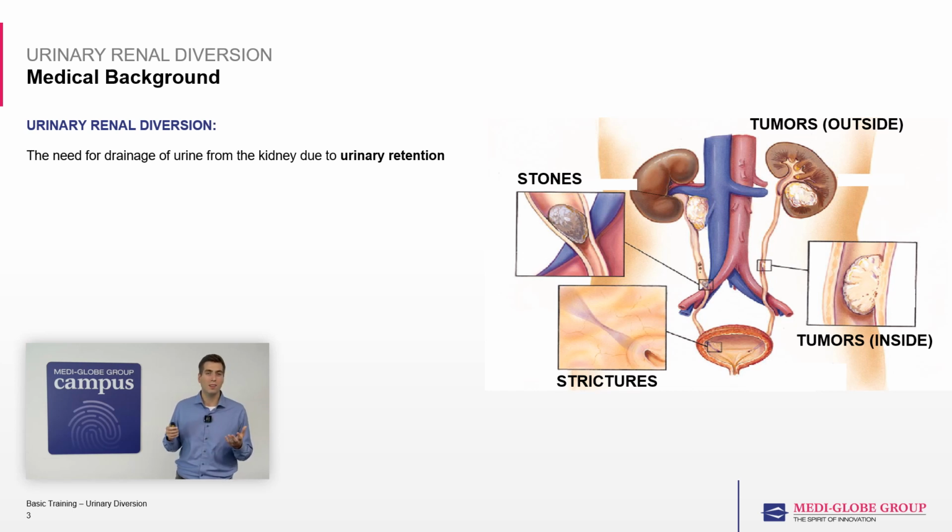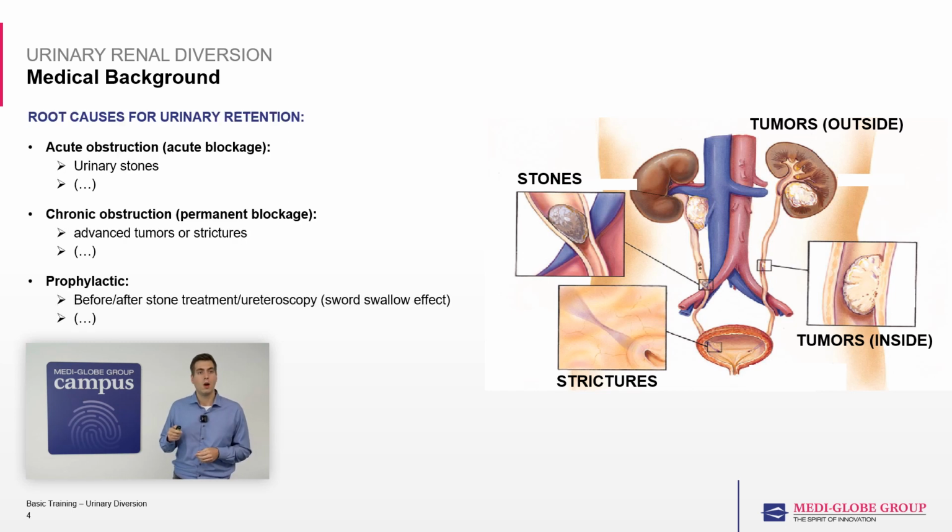Here, what is it? It is about the need to drain urine straight from the kidney due to a so-called urinary retention. What is a urinary retention? It is a blockage of the flow of urine due to several possible root causes, which can be, on the one hand side, acute obstructions, maybe due to stones or similar. Then there is the possibility of chronic obstructions due to strictures or the growth of tumor tissue.